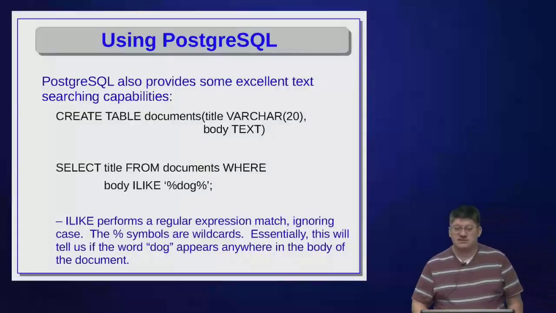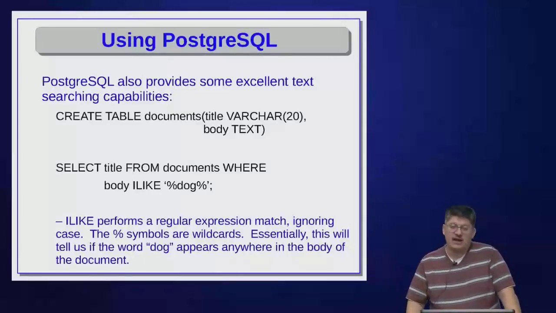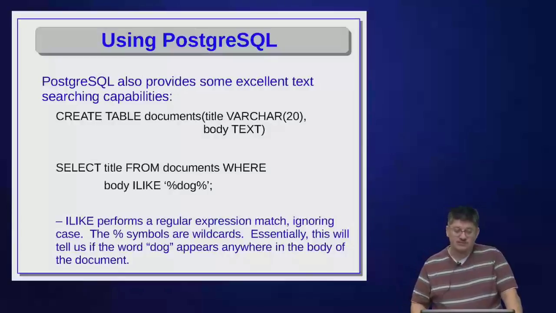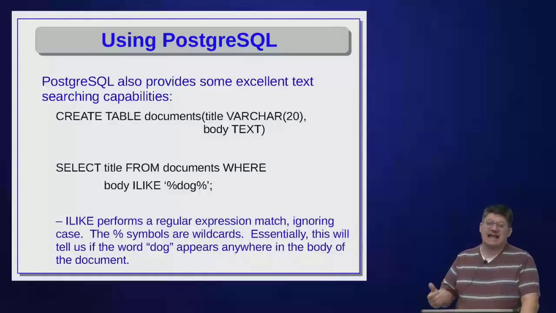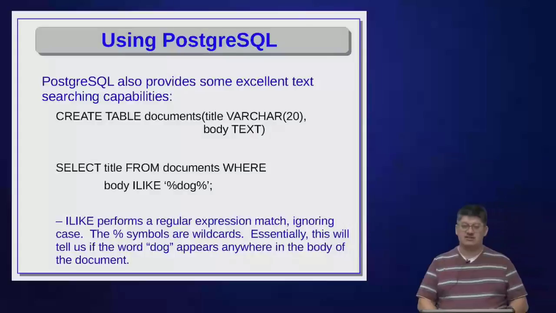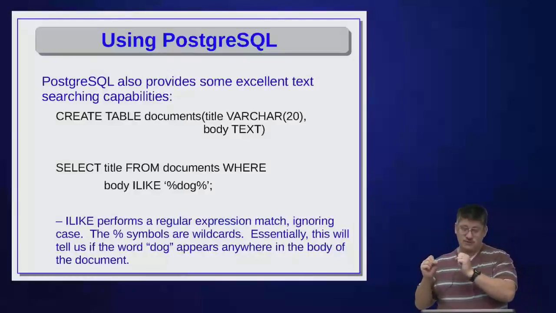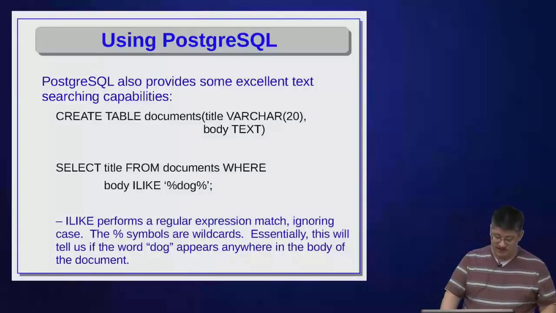Postgres also provides some pretty good text searching capabilities. Some of the new NoSQL databases have even more powerful features, and they're even faster at this kind of thing. But Postgres isn't bad. Probably the simplest and easiest one to use is the LIKE or ILIKE keyword. So suppose I made a table named documents, and it just has two fields. It has a title and a body. So maybe this is a blog post. I'm putting blog posts into a database, and my blog post has a title, and then there's the body of the post, the actual text that they typed in, their rant or whatever it is.